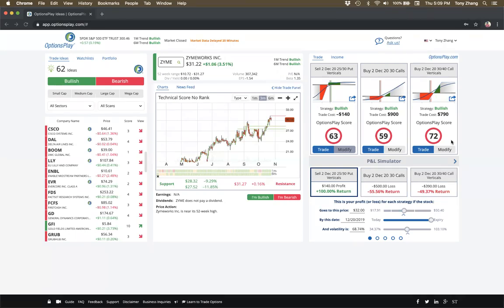If you feel that you understood the fundamental difference between a debit versus credit spread, please type yes into the chat window. If you still don't feel that you understand that, please type no. I'm open to criticism. I'm open to feedback as well. So if anyone feels that you still don't quite get it, please type no. Okay, I see a few no's.